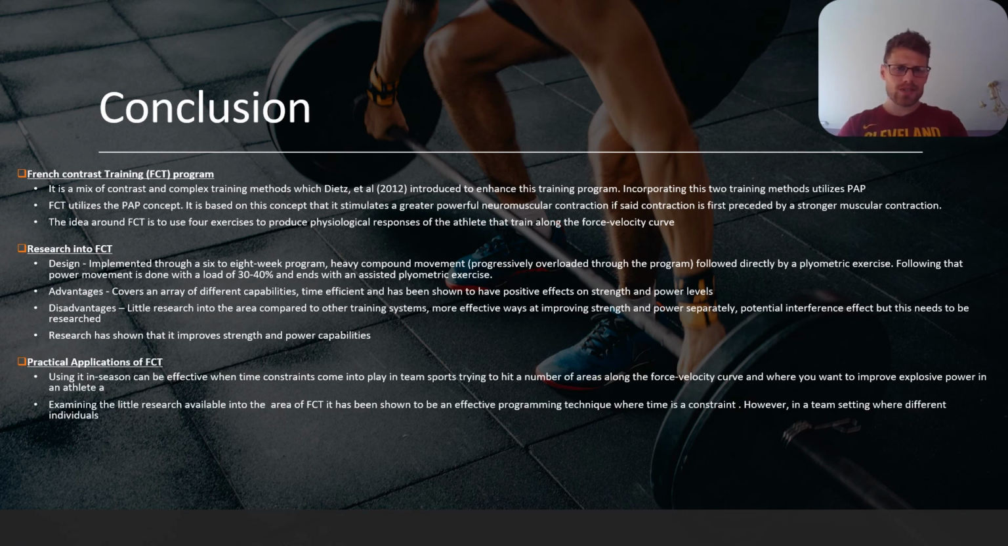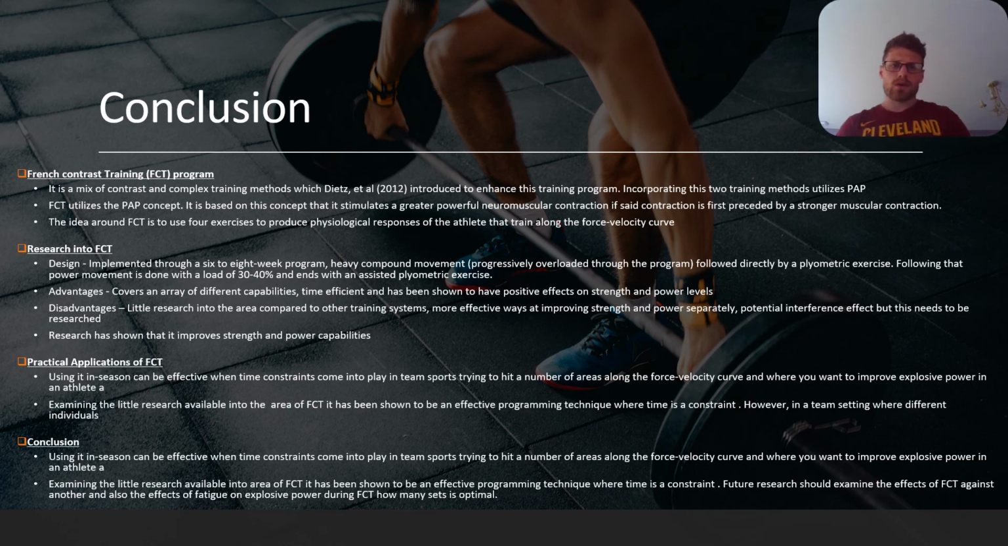And then to conclude, we're looking at FCT as a whole. From research, it has big positive effects, it utilizes that post-activation potentiation effect, and it hits all those movements such as strength, power, and speed, and it can improve power characteristics. Hopefully there's research out there to improve speed characteristics. And then those practical applications: in season, when we have limited time with our athletes, this can be great to utilize.